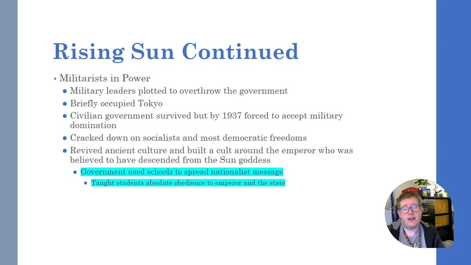So now with these militarists in power, military leaders are going to plot to overthrow the government. They're briefly going to occupy Tokyo, and the civilian government will survive, but by 1937 are forced to accept military domination. With this, they're going to crack down on socialists and most democratic freedoms. As a result of this, there is going to be a resurgence and a revival of ancient culture that built a cult around the emperor, who was believed to have descended from the sun goddess. Again, that whole idea of divine right that we've talked about previously. The government is also further going to use schools in Japan to spread the nationalist message and teach students absolute obedience to the emperor and the state, foregoing all other freedoms.